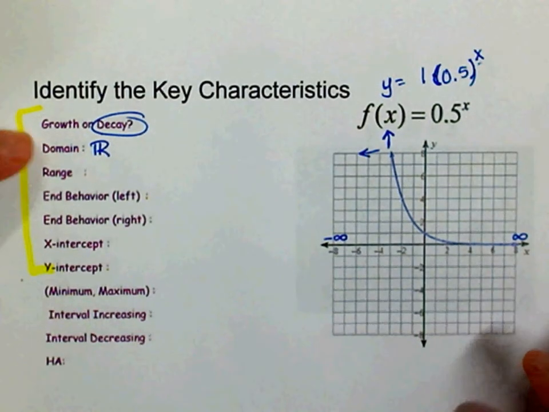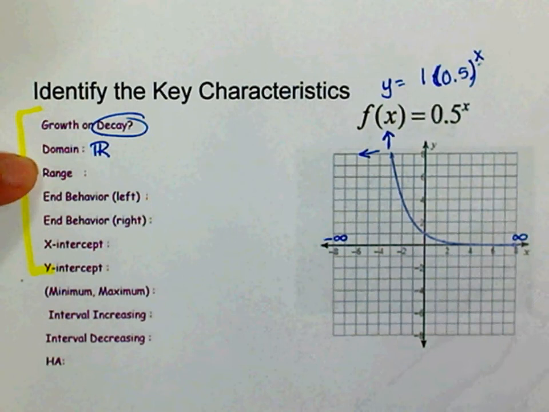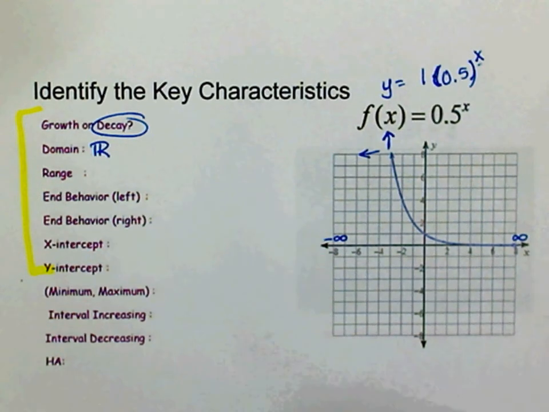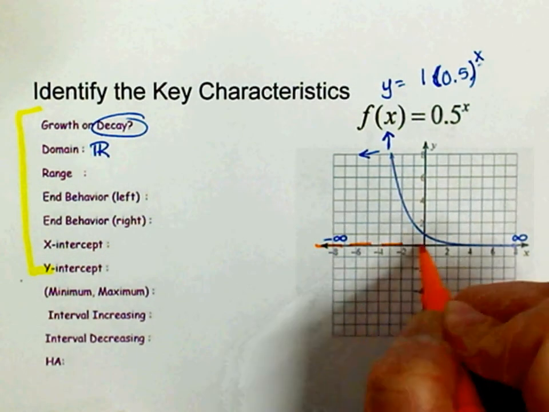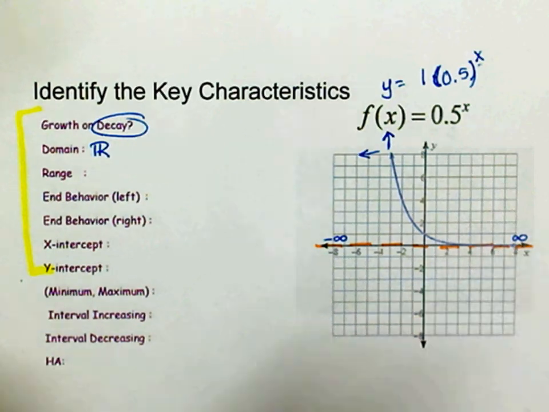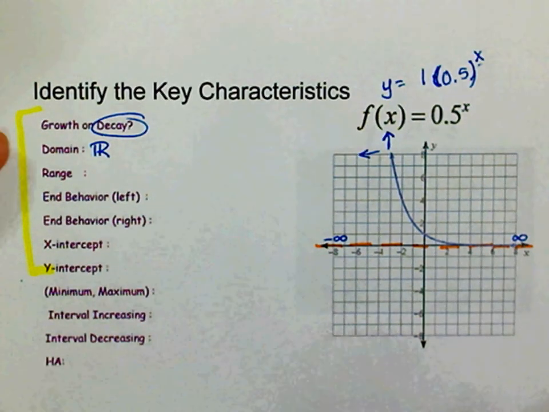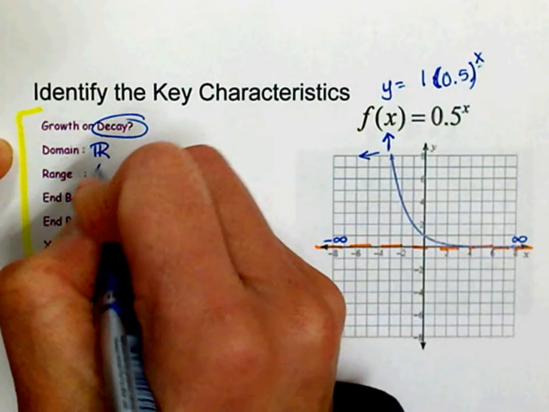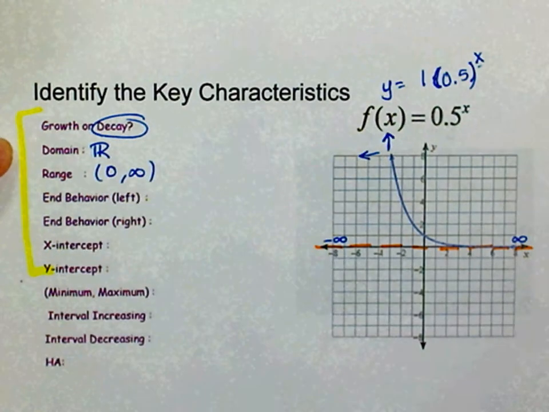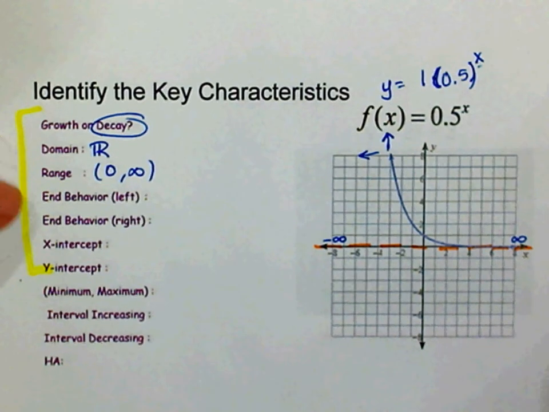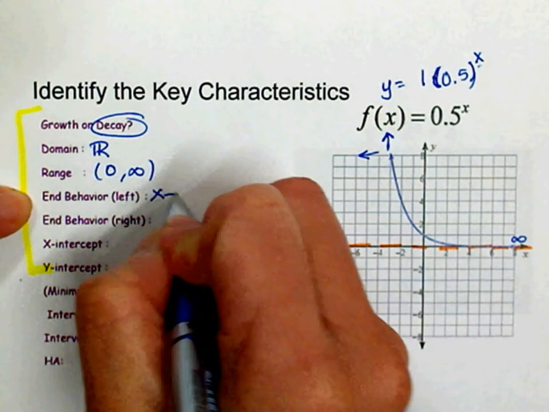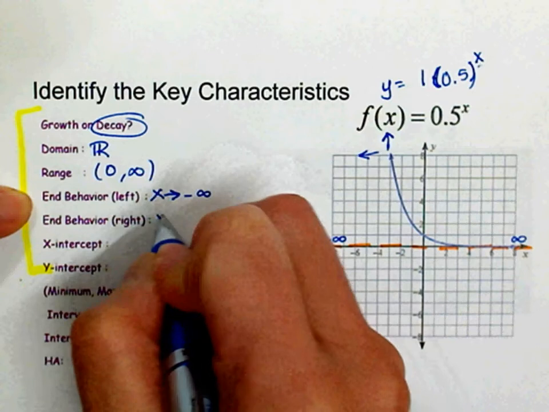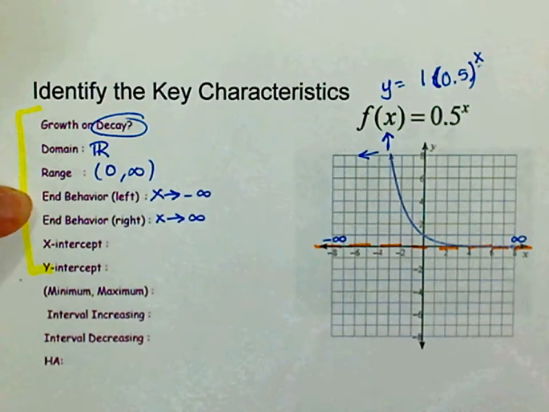Now notice where it's approaching 0, but it never crosses it. So your range goes from 0, it's always the bottom going up, 0 to positive infinity. Just like that, okay? Your end behavior, remember, for the left, you always write negative infinity. For the left, negative. For the right is positive, and then it's your job to figure out which way it goes.